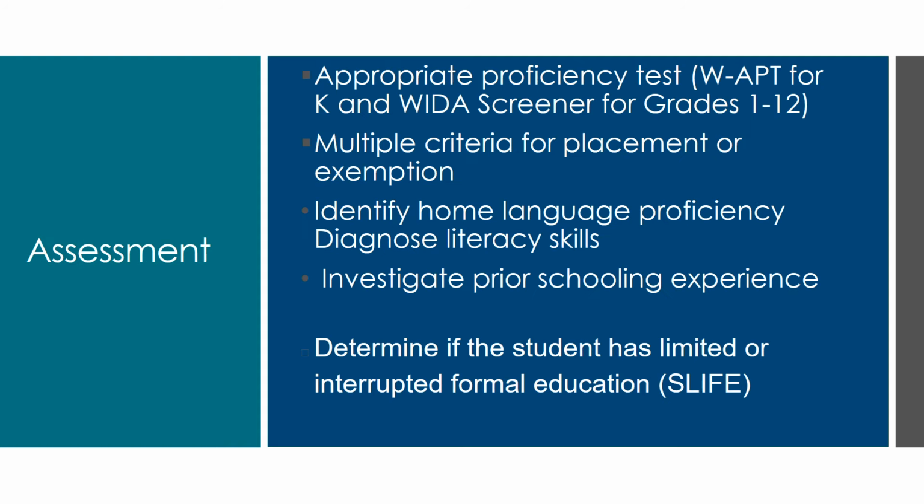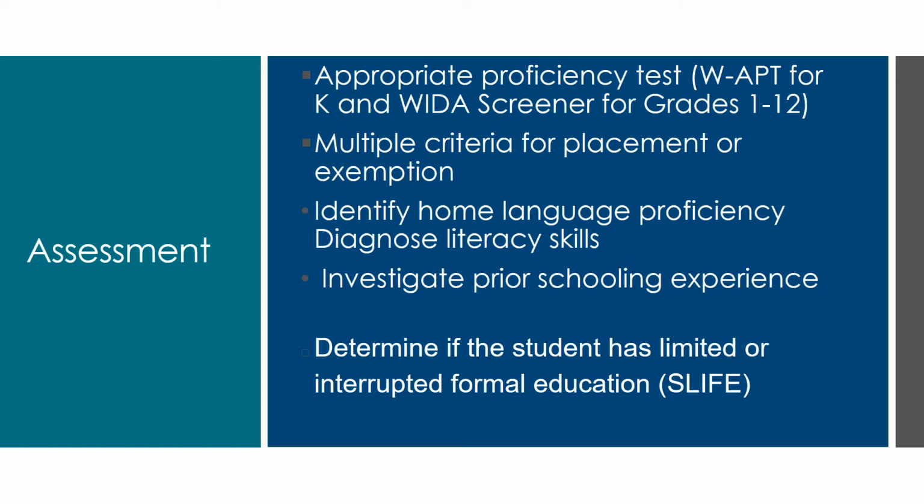After we find out that the student speaks another language at home, or that it's the first language that he learned, and that at home it's the preferred language of communication, then the appropriate proficiency test is implemented, which for kindergarten students is the WIDA Screener Kindergarten, or WAPT, and for students in grades 1 to 12 is the WIDA Screener. That is one part of the assessment that is going to tell me the English language proficiency of the student in the areas of listening, speaking, reading, and writing English.